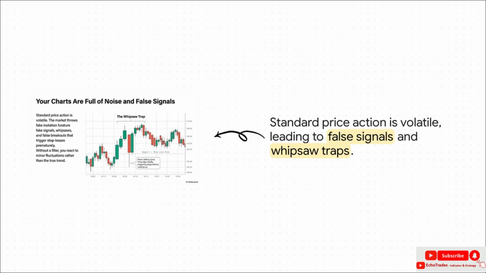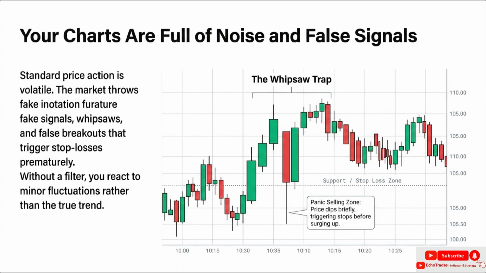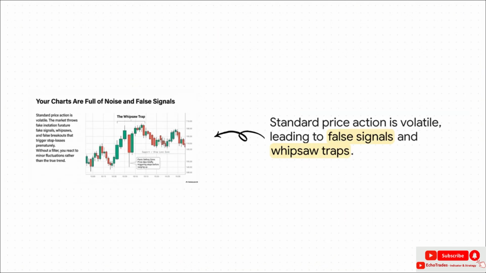You see, the biggest problem with the standard charts we all look at is that they're just filled with noise. They're designed to shake you out. You get these fake breakouts and these nasty whipsaws, and they're really only there to do one thing: hit your stop loss and kick you out of a good trade. We've all fallen for this whipsaw trap, right? You see the price dip, you panic, you sell, and then you just watch in agony as it shoots right back up without you. That happens when we react to all the little wiggles instead of the real trend.